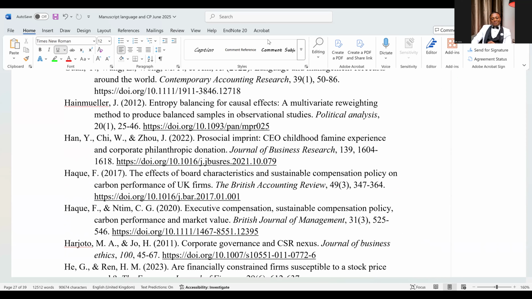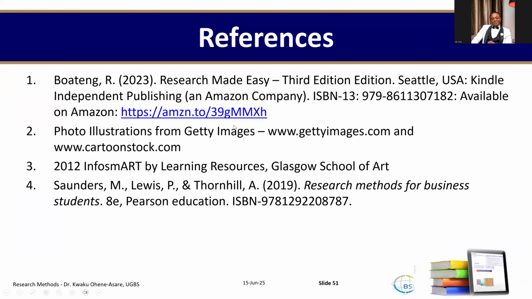Now, let me take you back and then we conclude. So, ladies and gentlemen, everything we have done today, you get some of the information in the book by Boateng. The photos that we showed, we got some of them from Getty Images, and we cited them. And then you can also get some from Saunders' book.